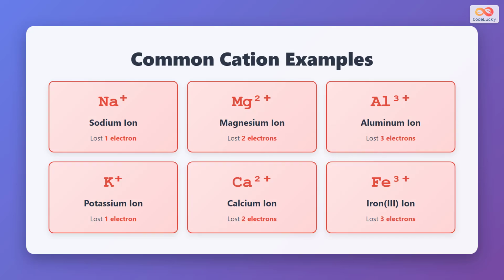Let's look at some common examples of cations. Sodium, represented as Na+, forms when a sodium atom loses one electron. Magnesium, Mg2+, loses 2 electrons. Aluminum, Al3+, loses 3 electrons. Potassium, K+, loses 1 electron. Calcium, Ca2+, loses 2 electrons. And iron 3+, Fe3+, loses 3 electrons. Notice the pattern. The number before the plus sign tells us exactly how many electrons were lost. For example, calcium 2+ means calcium lost 2 electrons. These cations are found everywhere, from the minerals in your bones to the electrolytes in sports drinks.